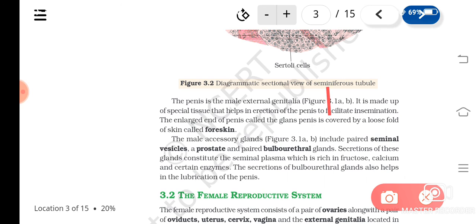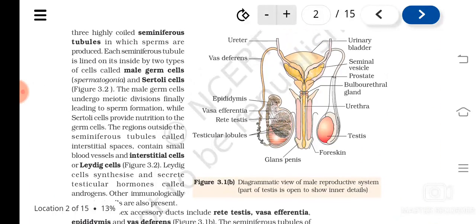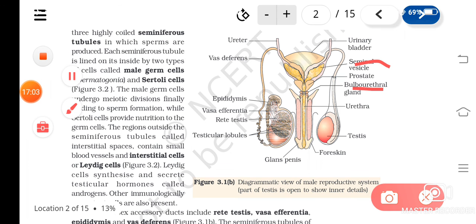So these are the accessory glands. What are their functions? They form the seminal plasma. Semen contains the secretions of these glands. You can see here that is the seminal vesicles, then you can see the prostate gland and bulbourethral glands. So these are the parts of the male reproductive system.